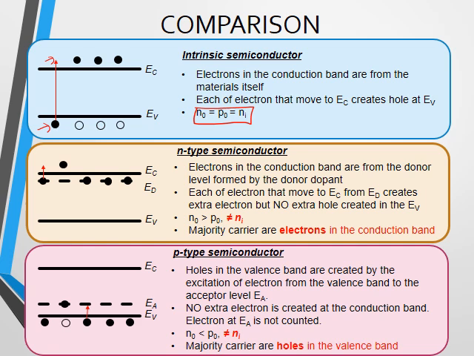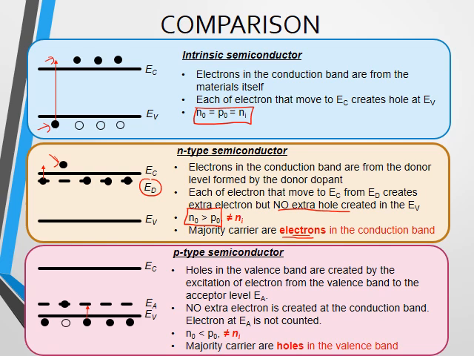For n-type semiconductor, electrons in the conduction band are from the donor level formed by the donor dopant. Each electron that moves to Ec from Ed creates an extra electron, but no extra holes are created in the valence band. Thus, n node is larger than p node, which is not equal to Ni. The majority carriers in n-type semiconductor are electrons in the conduction band.